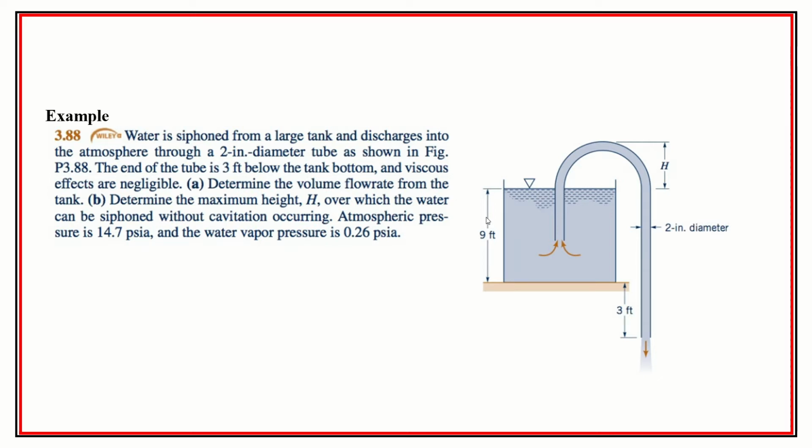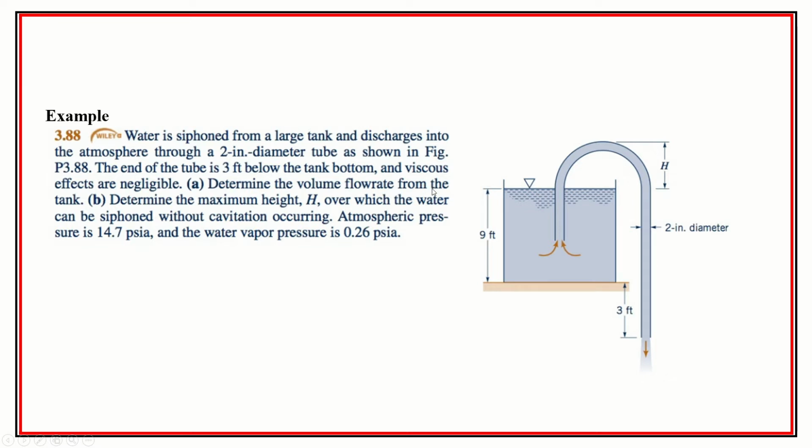This is problem 388. Water is siphoned from a large tank and discharges into the atmosphere through a 2-inch diameter tube, as shown in this figure. The end of the tube is 3 feet below the tank bottom, and the viscous effects are negligible. Right? So we can use Bernoulli because viscosity can be ignored.